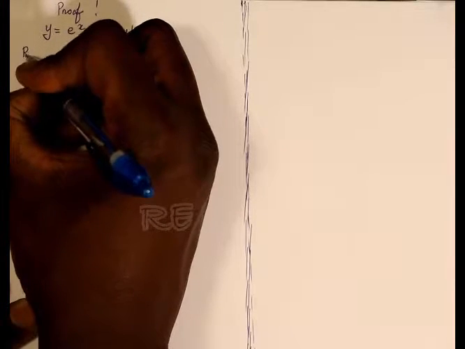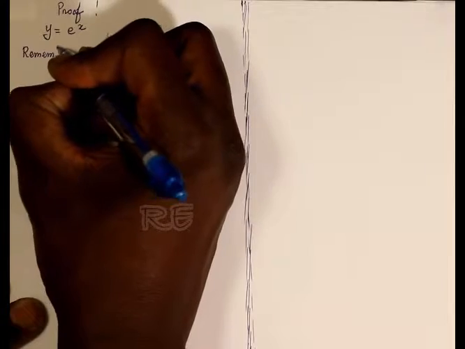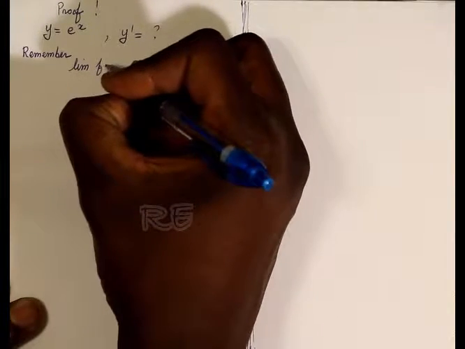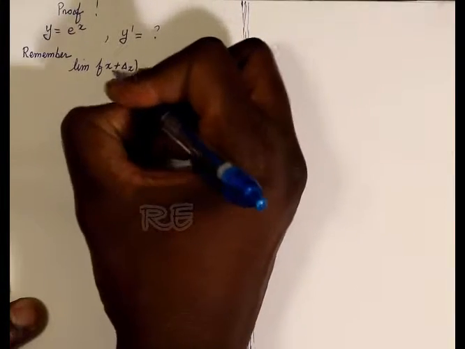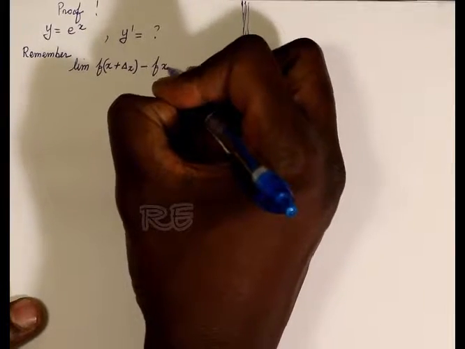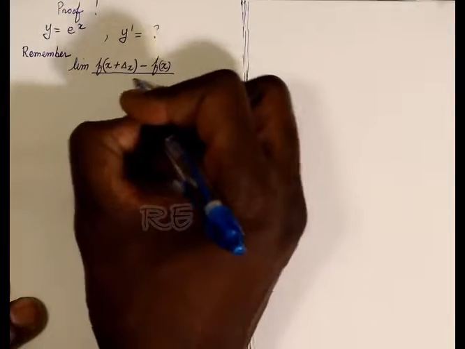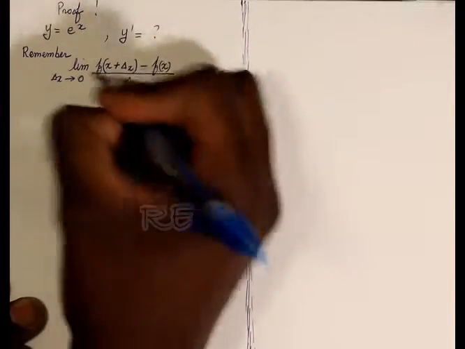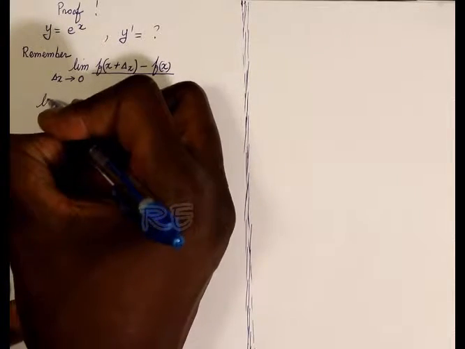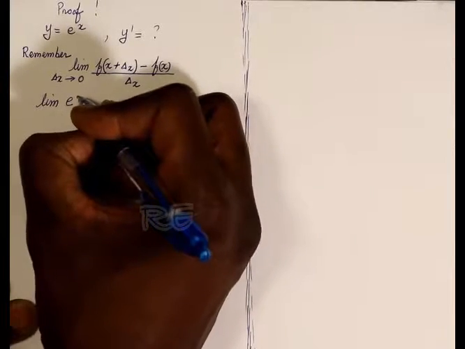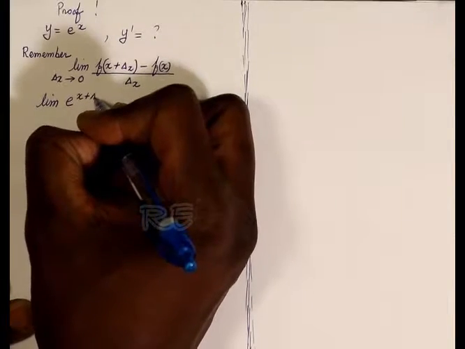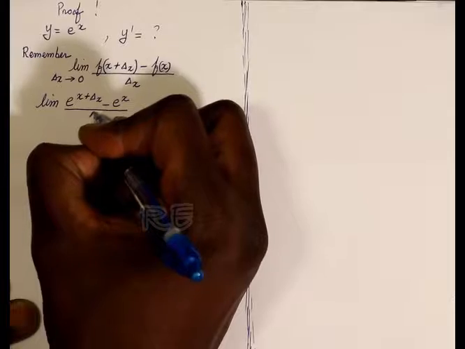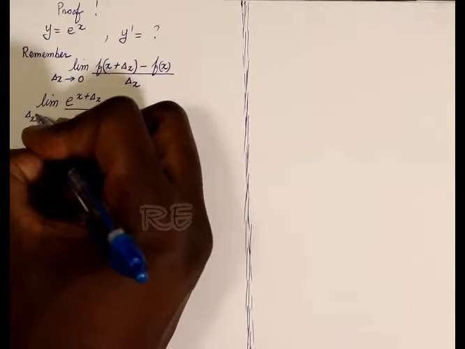Now for the proof, you need to recall that the derivative is the limit of f of x plus delta x minus f of x, divided by x plus delta x minus x, which is delta x, as delta x approaches 0. We're going to apply the same thing with y equal to e^x, so it's going to be the limit of e^(x plus delta x) minus e^x, divided by delta x, as delta x approaches 0.